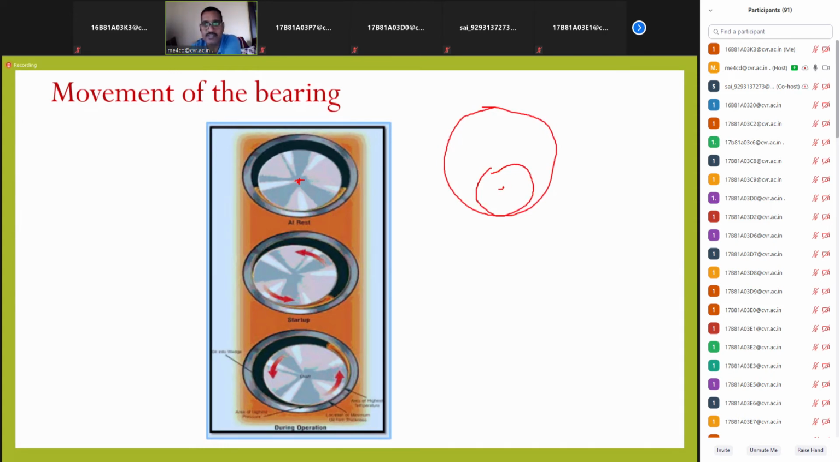So this is the shaft. When we switch on the shaft, right? Let us suppose it is in the anti-clockwise direction. If it is in the anti-clockwise direction, it will try to roll. It will try to roll onto the bearing. See, you have to visualize, you have to imagine what I am saying, right? Then only you can understand, right?